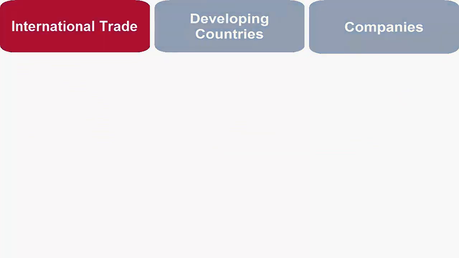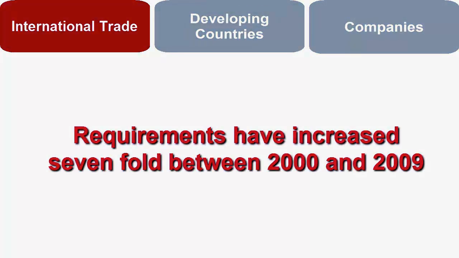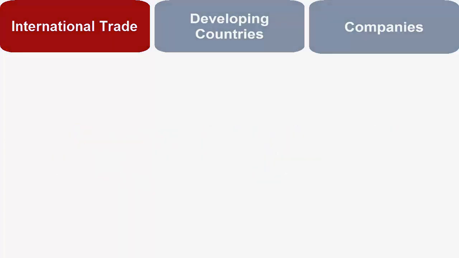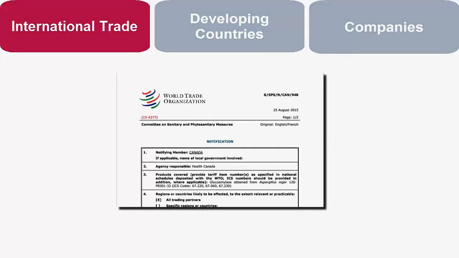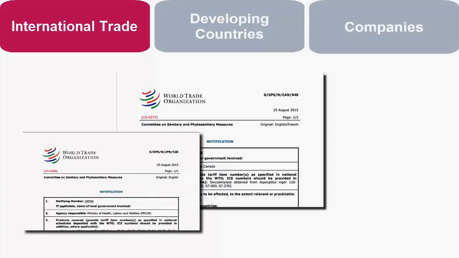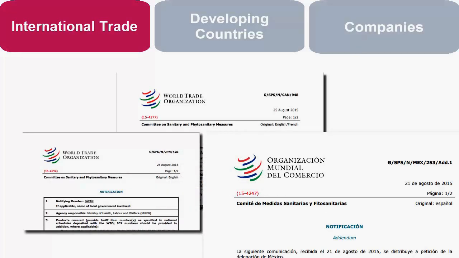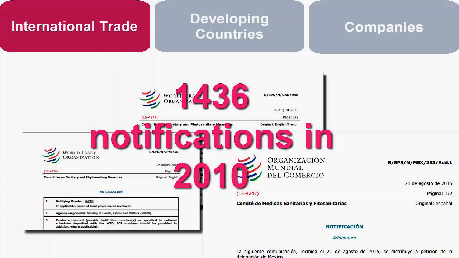An UNCTAD study shows that certification and testing requirements imposed by governments increased sevenfold between 2000 and 2009. Similarly, WTO data show that between 1995 and 2011, a total of 10,366 regular and emergency measures related to sanitary and phytosanitary measures were notified to the WTO. 1,436 notifications were made in 2010 alone, the largest in a single year.